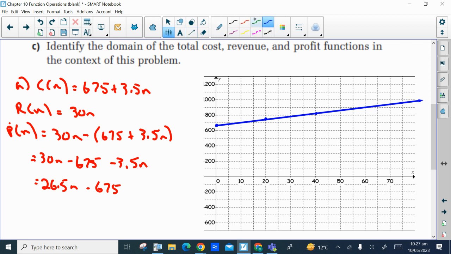Our revenue function is just 30n. That has a y-intercept of 0 and a slope of 30. So when n is 20, 30 times 20 is 600. When n is 40, 30 times 40 is 1200. So there's those 3 points.